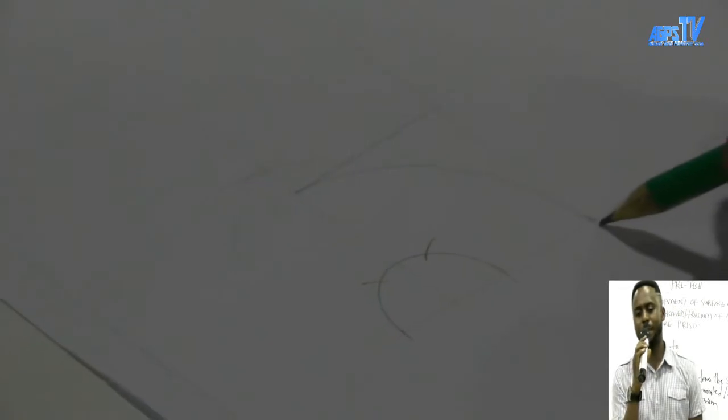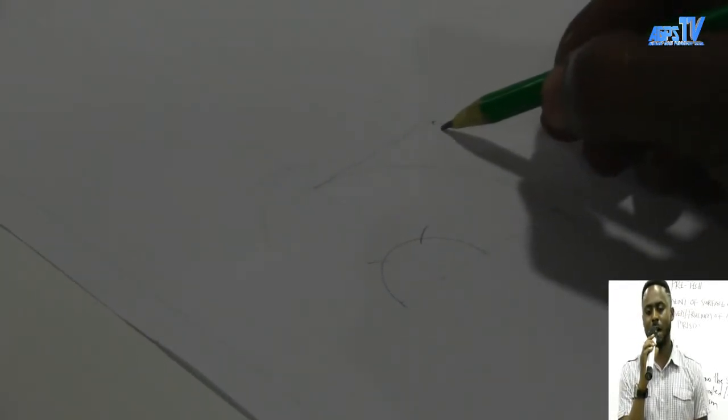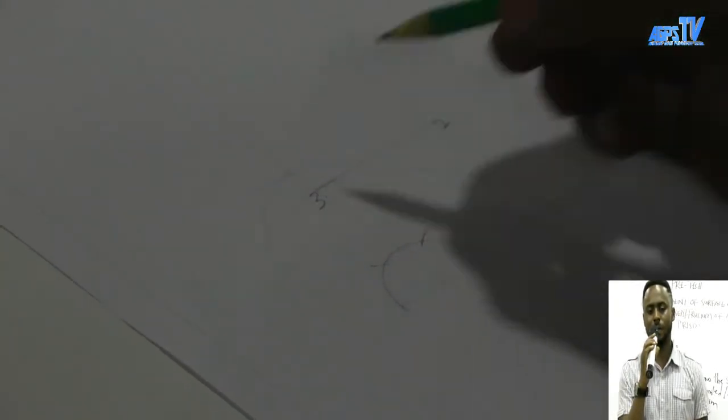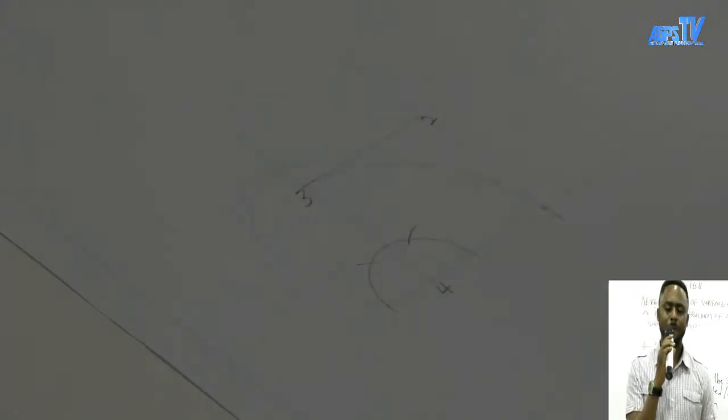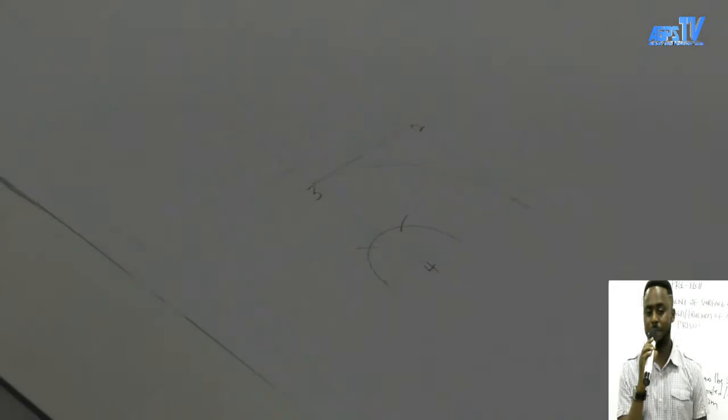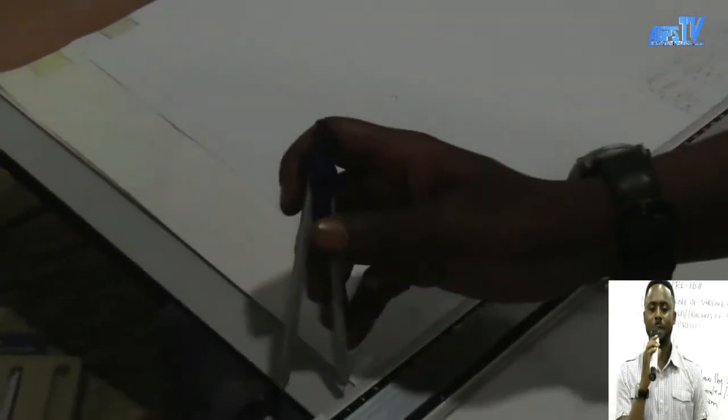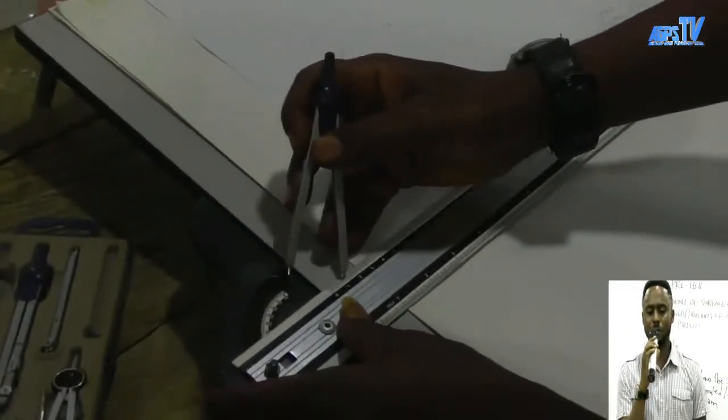So I have my plan completely drawn. That is my plan. So I label it 1, 2, 3, and 4. And that is the first step. That is the plan I have drawn.